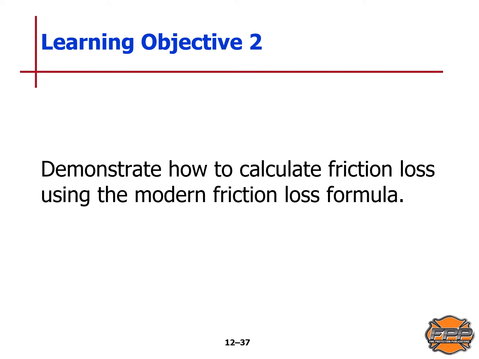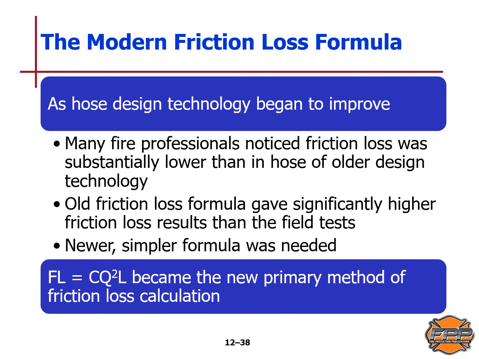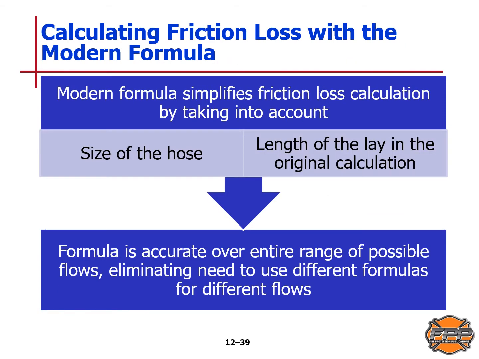Learning Objective 2, demonstrate how to calculate friction loss using the modern friction loss formula. The modern formula simplifies friction loss calculation by taking into account the size of the hose and the length of the lay in the original calculation. The formula is accurate over the entire range of possible flows, eliminating the need to use different formulas for different flows.